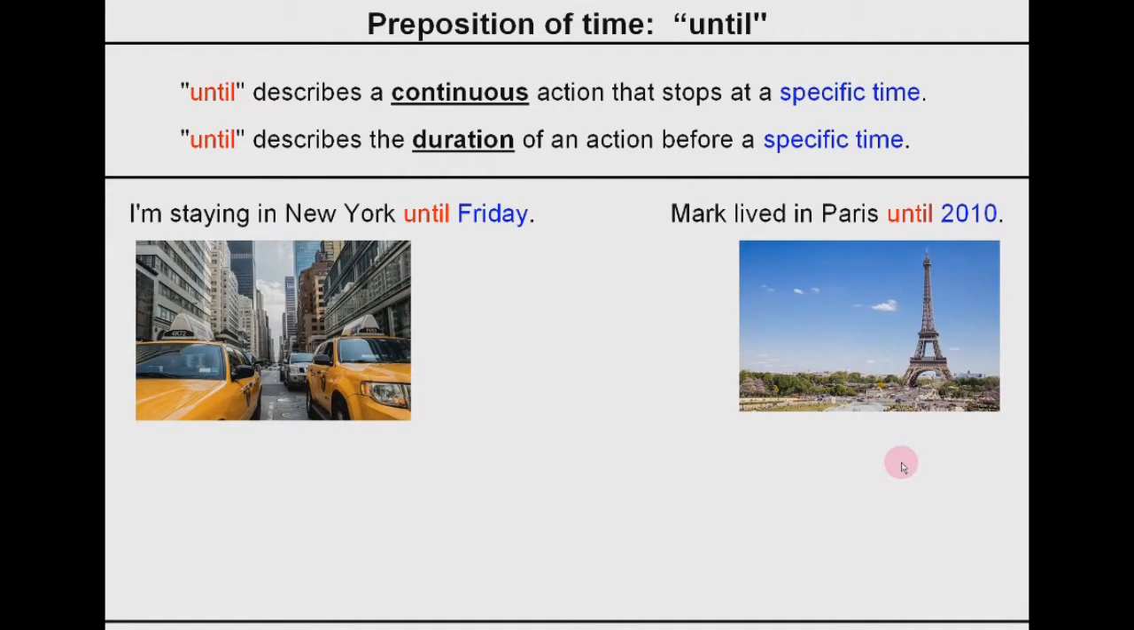Mark lived in Paris until 2010. So this time we are using the past tense. So this means in the past, Mark lived in Paris until 2010. So in 2010, perhaps he moved. He stopped living in Paris and he lived somewhere else. So it is the duration.